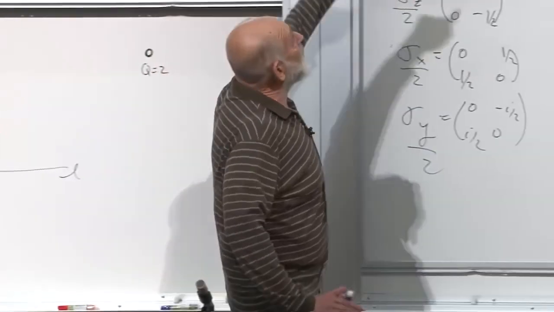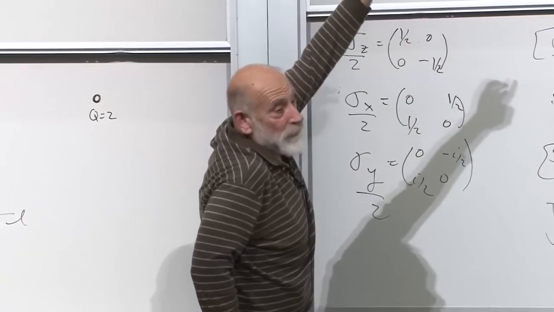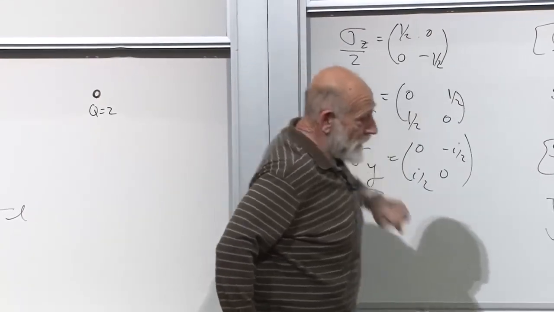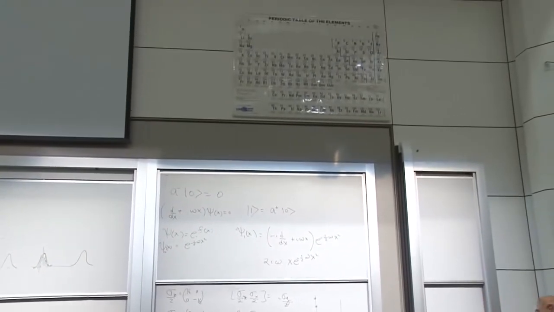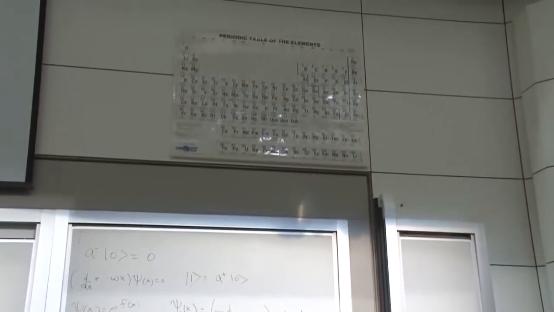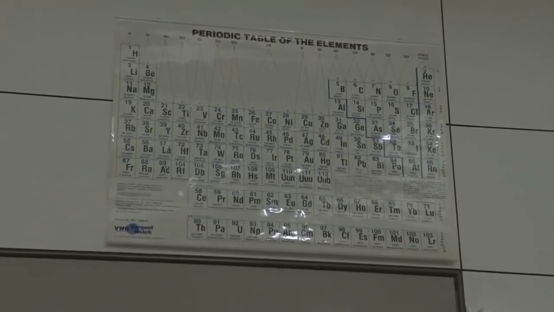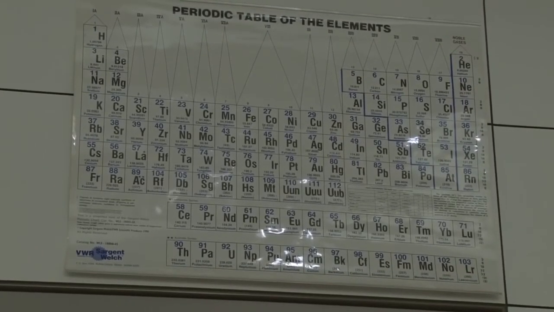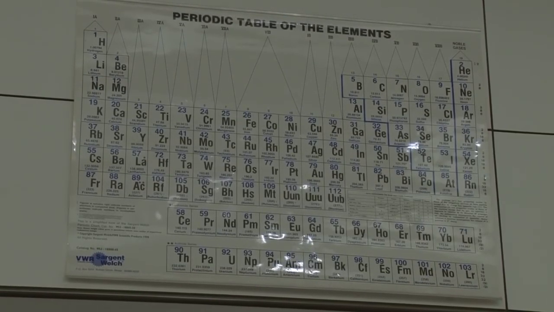What I'm trying to do is explain why there are 8 different, can you see this periodic table up there? The 2nd row has 8 entries. How do we understand those 8 entries? 2 times 4. 1 extra electron. We add an electron.